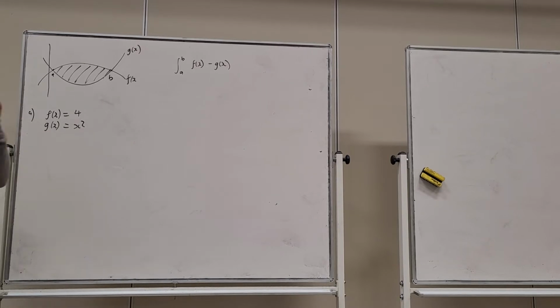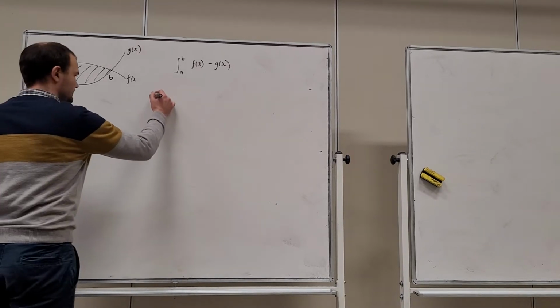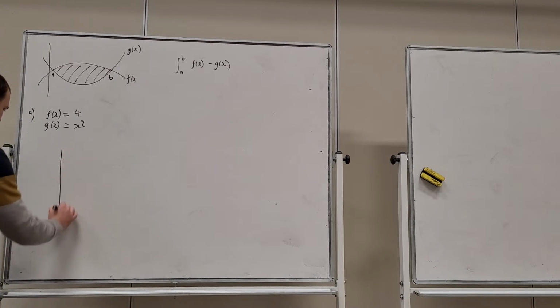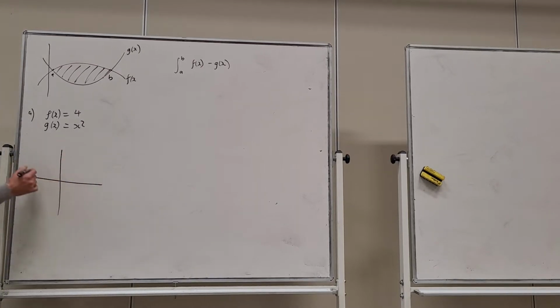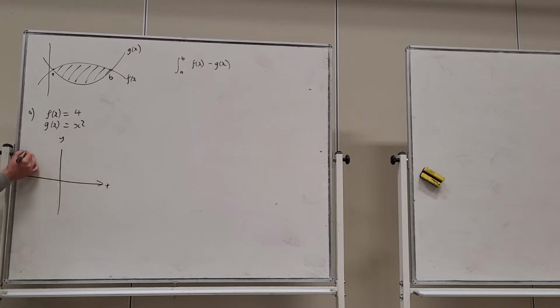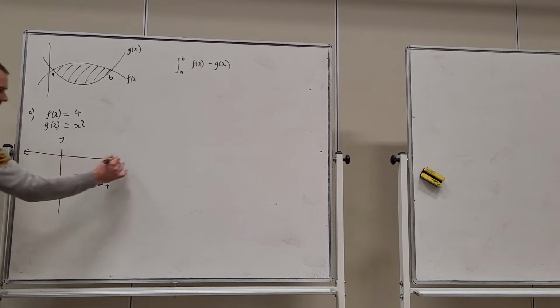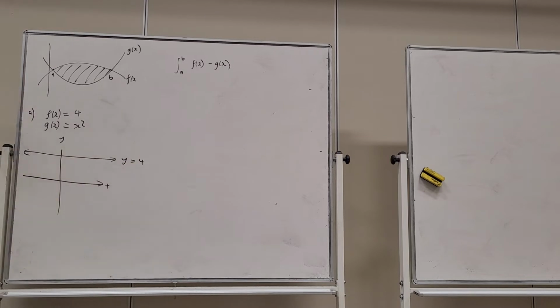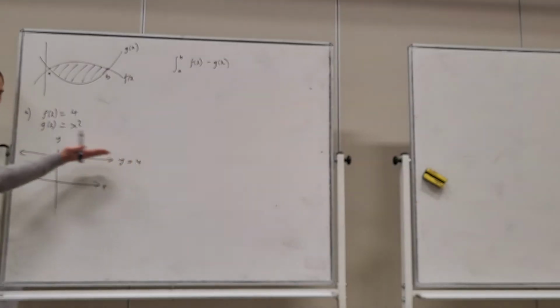Okay, so here we're presented with this question, and we're asked to find the area enclosed by these two functions. So very helpful to sketch. So if we're going to sketch this, I'm going to sketch it here. So here's my Cartesian plane, and let's sketch the function y equals 4. Okay? Y equals 4 is a horizontal line. Doesn't matter the x value, the y value is always 4.